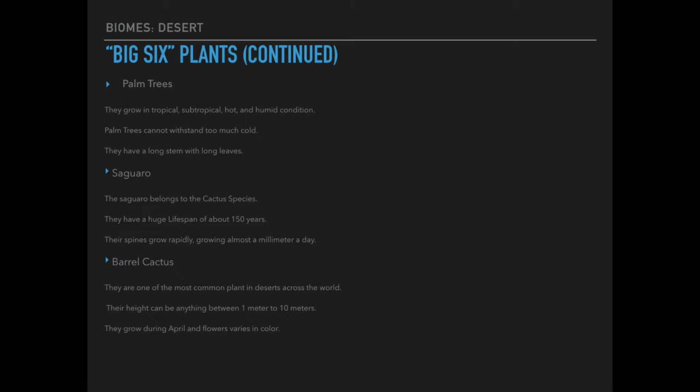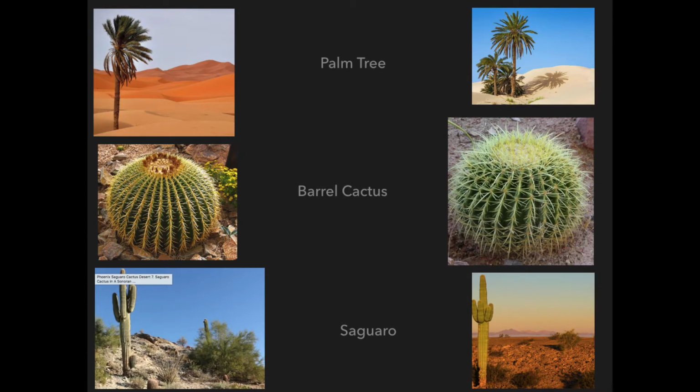Barrel cactuses are next. They are one of the most common plants in the desert across the world. Their height can be anything between 1 meter to 10 meters, and they grow during April, and their flowers vary in color. And here we have some pictures of them, palm trees on top, and then the barrel cactus, and then the saguaro.